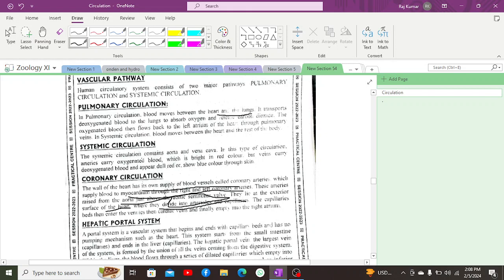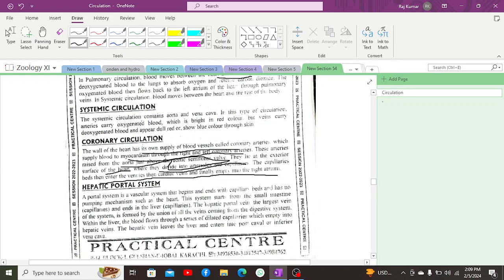The capillary bed then enters the vein, then the cardiac veins, and finally empties into the right atrium. After that, when it comes to the hepatic portal vein, a portal vein system is a vascular system that begins and ends with capillary beds and has no pumping mechanism such as the heart.